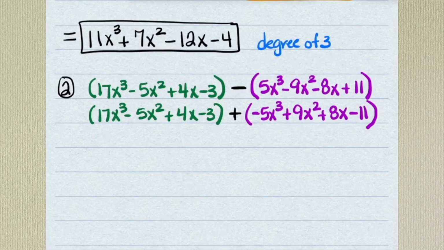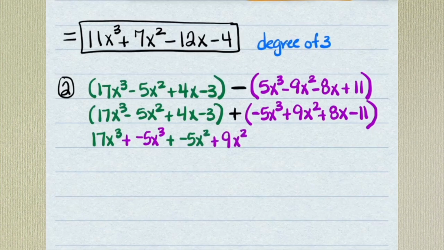So now let's go ahead and combine the terms. We have 17x cubed plus a negative 5x cubed. Y'all see what I did there? And then we have plus a minus 5x squared, plus a 9x squared, plus a 4x, plus an 8x, plus a negative 3, plus a negative 11.